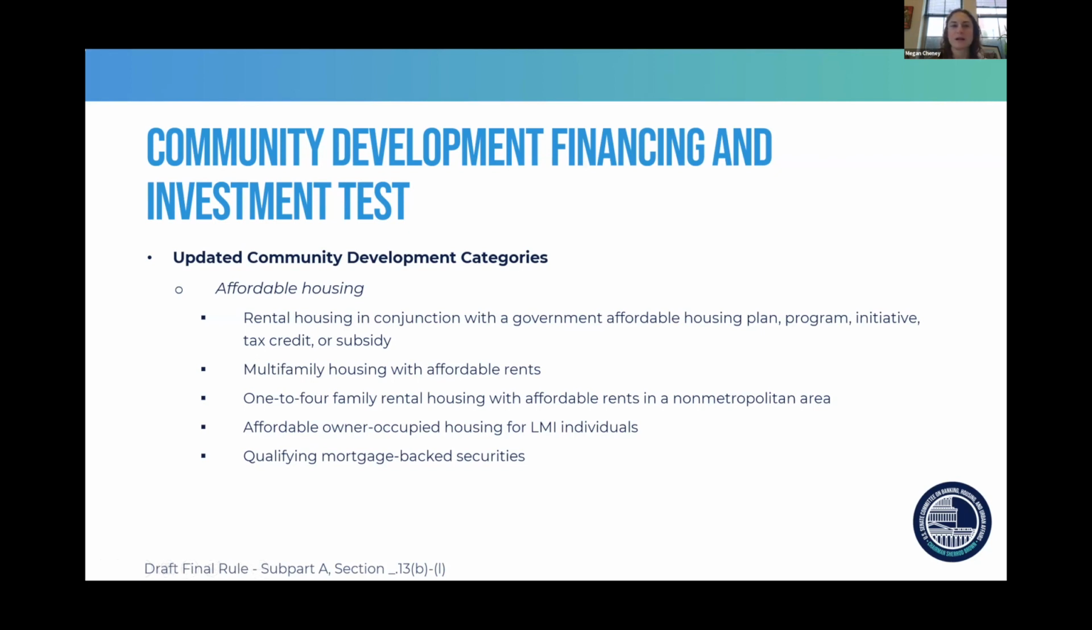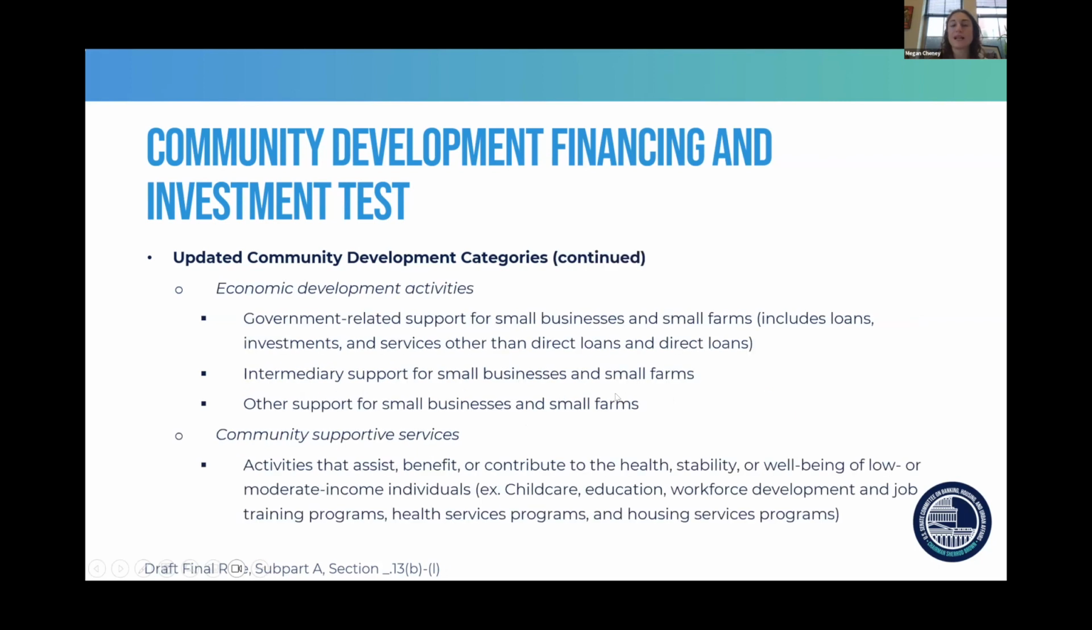But the categories are affordable housing, and there are a number of different types of affordable housing spelled out in there, because obviously that's a big term. But includes rental housing with a government program, including tax credits, includes multifamily, 1 to 4 family rental in some cases, affordable owner occupied housing, and also some qualified mortgage-backed securities. There's also an economic development category, which has to do with government support for small businesses and small farms, intermediary support for those organizations.